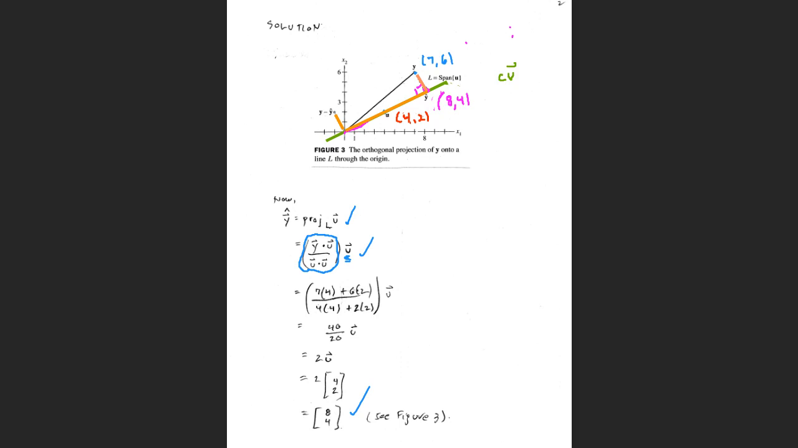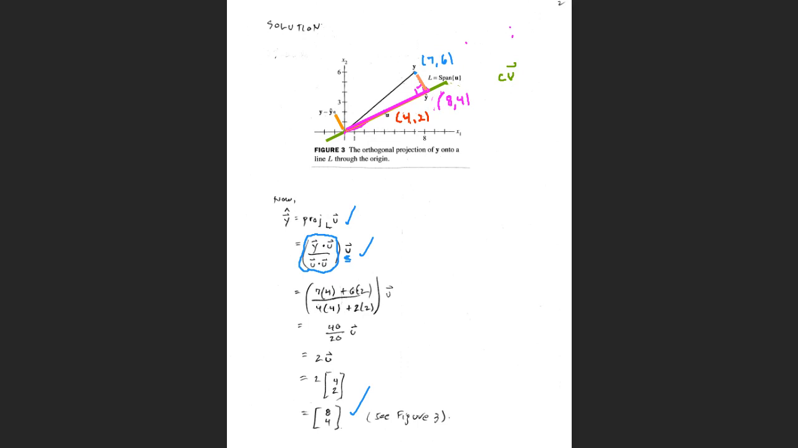Hold on, it's switching up the colors on me. Hold on, don't do that. Let's start again. I want that vector to stay pink. Yeah, so you see the two orange vectors, the y minus y hat vector in the right triangle there. That vector can be drawn from the origin.